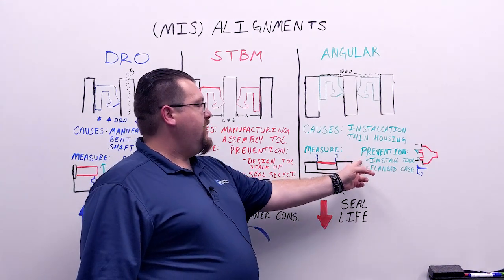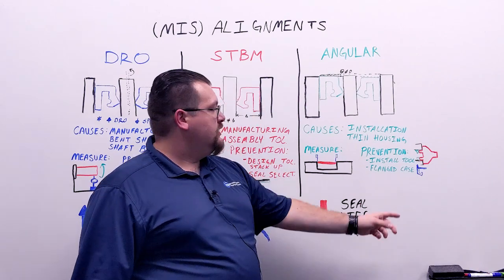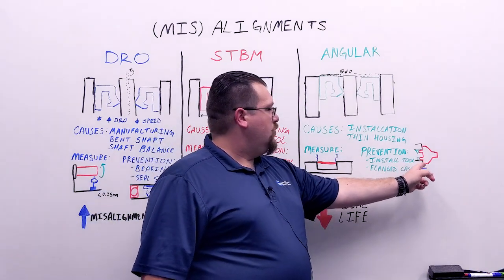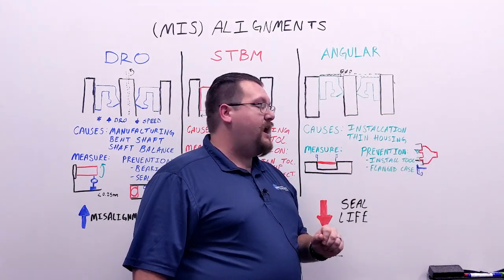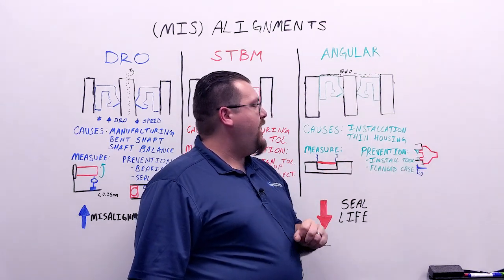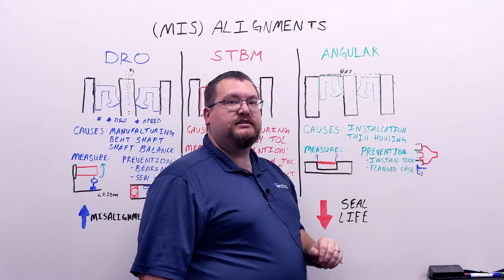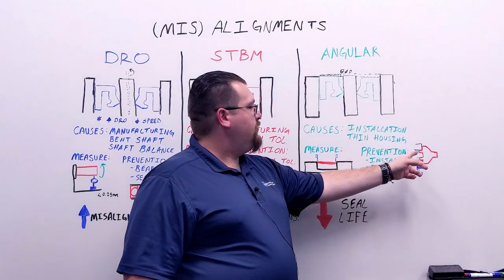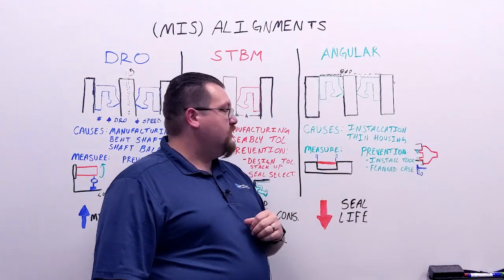So how do we prevent that? Well, we can use installation tools like the one I've drawn over here. This installation tool will bottom out on the housing, but you can also have it so it bottoms out on the shaft. This allows there to be a reference surface or a hard stop that ensures that the seal is perpendicular with that center of rotation.